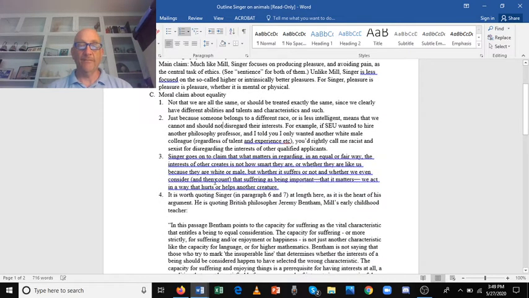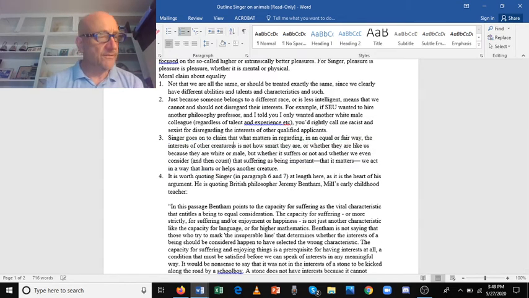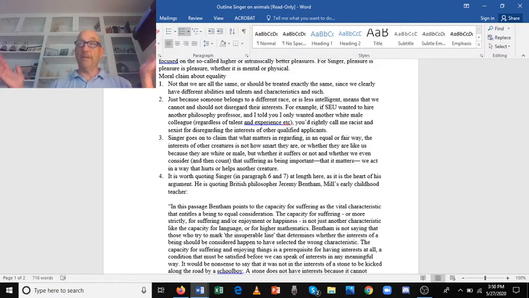I'm on C3 here. Singer goes on to claim that what matters in regarding in an equal or fair way the interests of others, creatures, is not how smart they are. Of course, that's no basis for treating people fairly or unfairly. Like only smart people get to, I don't know, get to vote, or get to buy a house, or get to go to school, right?